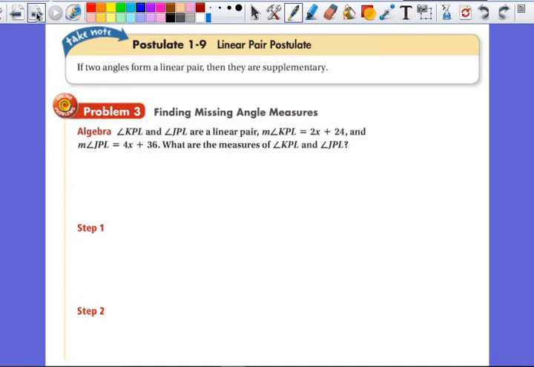So let's use that for this one. The linear pair postulate says just that. If two angles form a linear pair, then they are supplementary because they make a straight line. They add up to 180. So for this one, it says angle KPL and JPL are a linear pair.